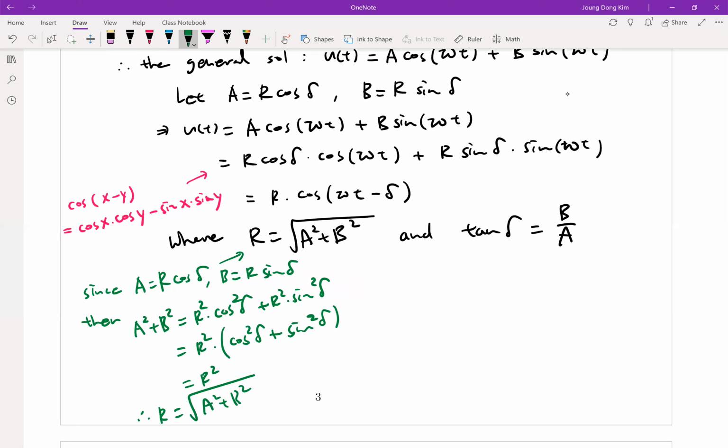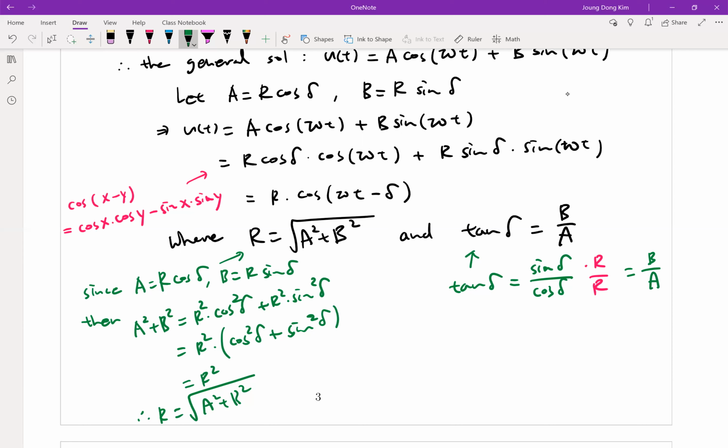And what about tangent delta? Tangent delta is equal to sine delta over cosine delta. If I multiply by r over r, the numerator will be r sine delta and the denominator will be r cosine delta, which is equal to b over a. This is the way to find delta and r.